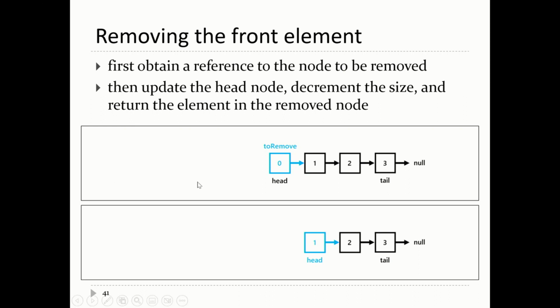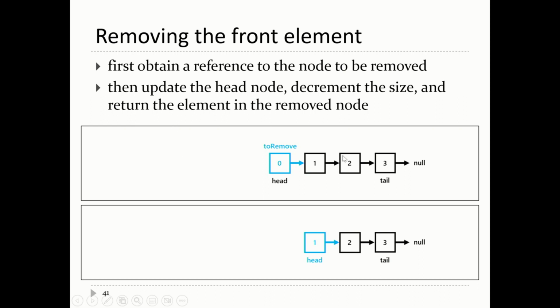Right? So to remove the 0 from this list, all I need to do is obtain a reference to this node because I need to return the 0. And then update the head node so that it points at the second element, or the second node in the sequence. Of course, decrement the size of the list and then return the element that's in the removed node.